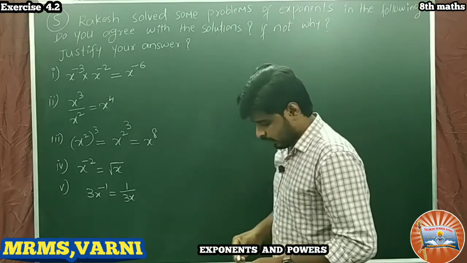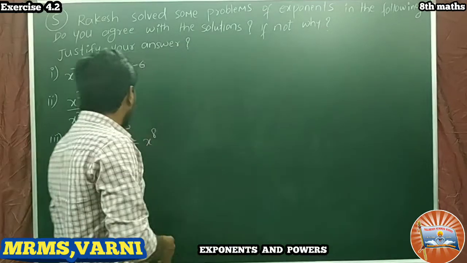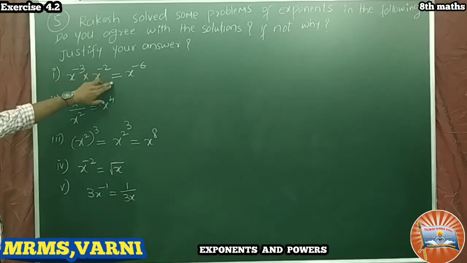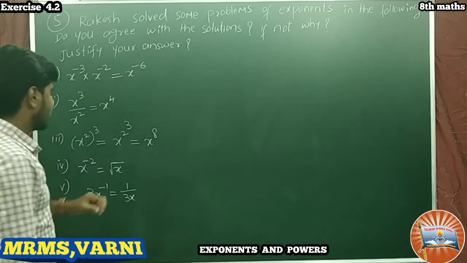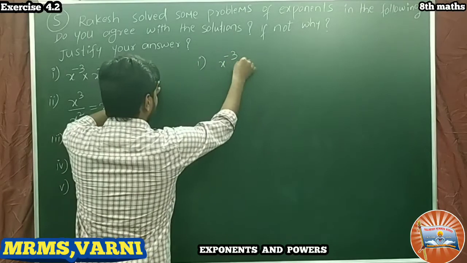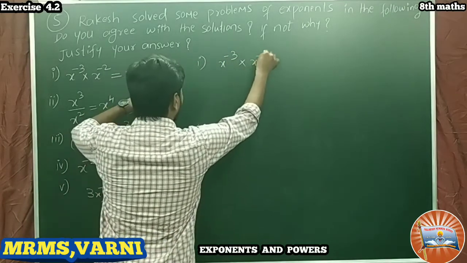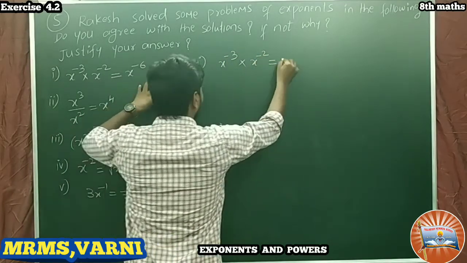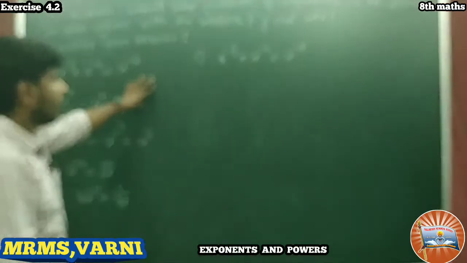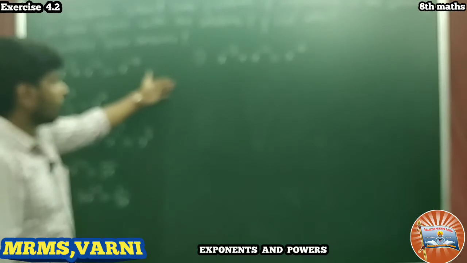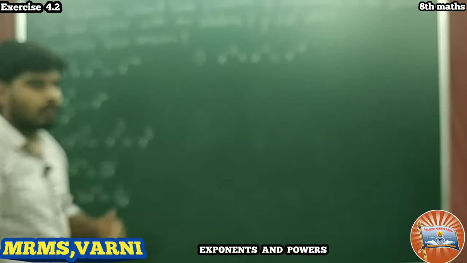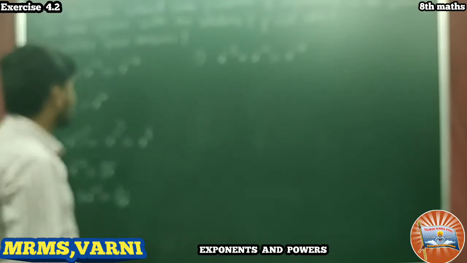So look at the first one. What is the question? x power minus 3 into x power minus 2 is equal to x power minus 6. So write down here, problem: x power minus 3 into x power minus 2 is equal to x power minus 6. Here we have to verify this, and if it is true, no need to do anything. If it is false, we can give our answer here. We have to justify our answer.